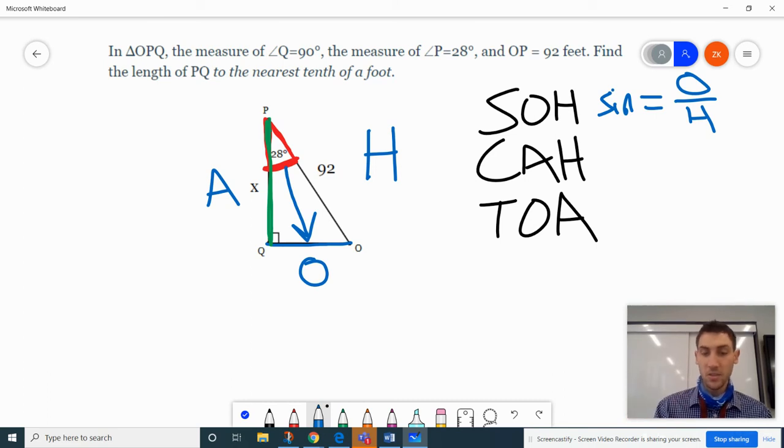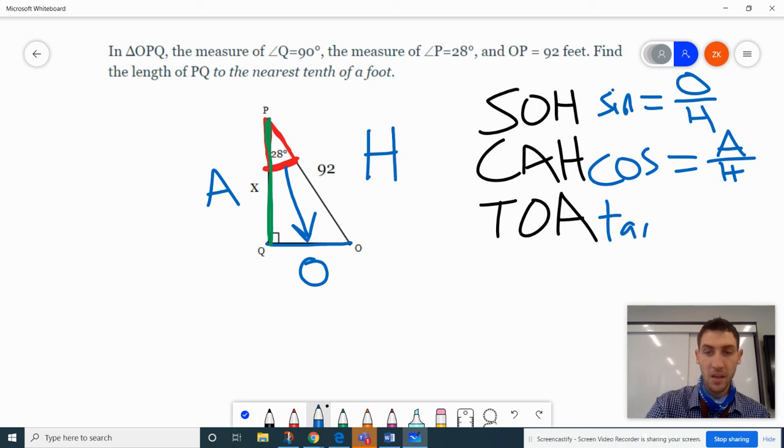The CAH, the C stands for cosine. We abbreviate that with COS, and that is adjacent over hypotenuse. The last one, the TOA, T stands for tangent. We abbreviate that with TAN, which is equal to opposite over adjacent. So sine, cosine, tangent, and those are how they would be written out.